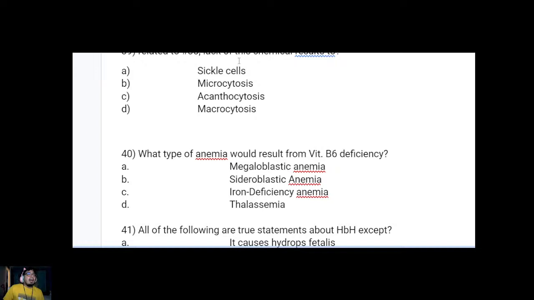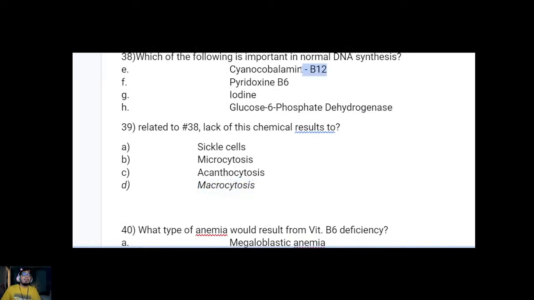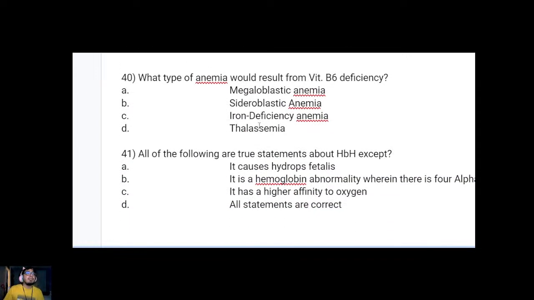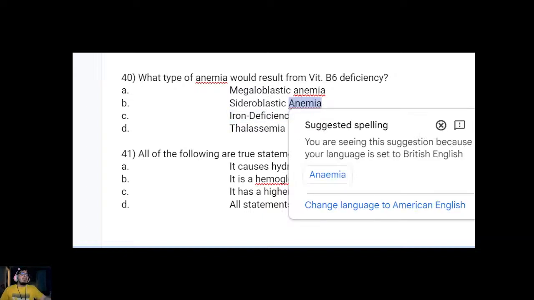Related to this one, lack of this chemical will result to macrocytosis. Okay? Kasi nga, pag wala kang B12, ano mangyayari sa'yo? Maglalakihan yung mga cells mo. Macrocytic hypochromic anemia. What type of anemia would result from vitamin B6 deficiency? Sideroblastic anemia. Okay? Number 40.